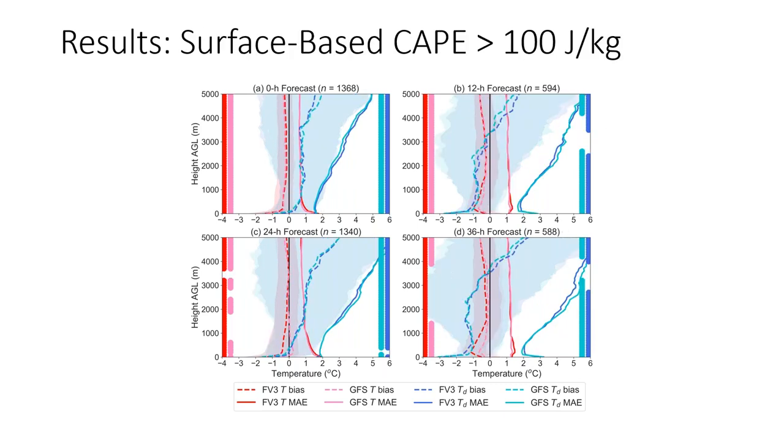So moving on, we looked at surface-based CAPE greater than 100 joules per kilogram. Results are completely similar here. The cold bias is still present in the 12 and 36 hour forecasts, and it seems to be just a little bit more significant than the previous slide. And the profiles are still similar for each of the GFS and the FE3, so the profiles don't differ that significantly. And there is a dry bias, sorry about that. There is a dry bias at the 12 UTC timeframes in the lowest 3.5 kilometers.